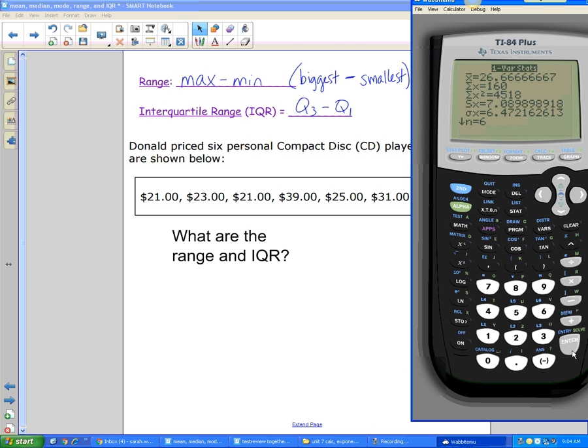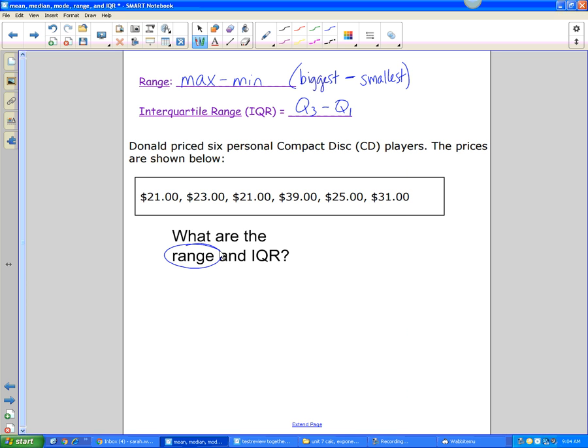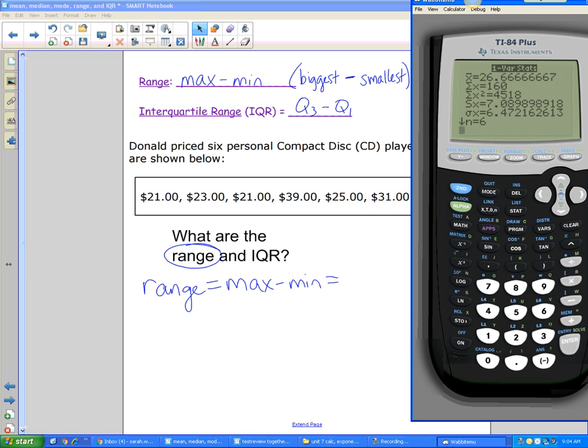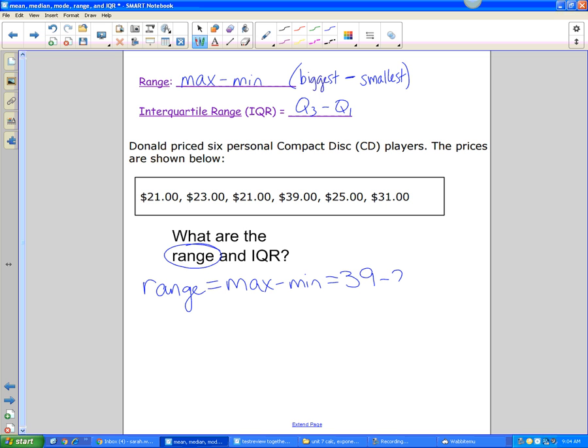Okay. All right, before we look at the calculator, let's talk about this word range. What did we say the formula for range was? Good. Maximum minus the minimum. So in the calculator, if you will scroll down, the maximum is MAX. That's the maximum. So what's it giving you as the maximum? 39. And the minimum is MIN. So what's the minimum? 21. So it's 39 minus 21. Okay? What's 39 minus 21? 18.